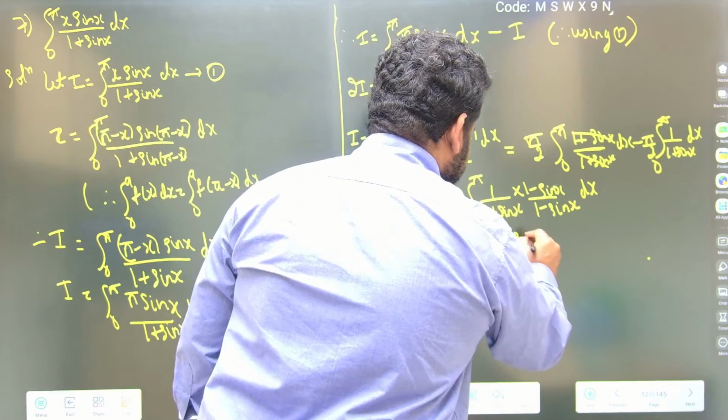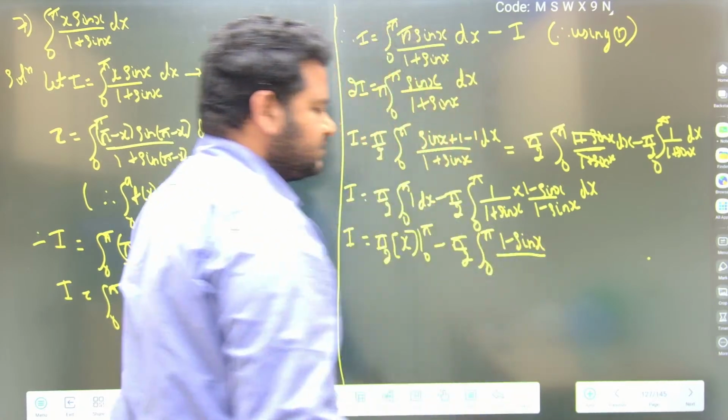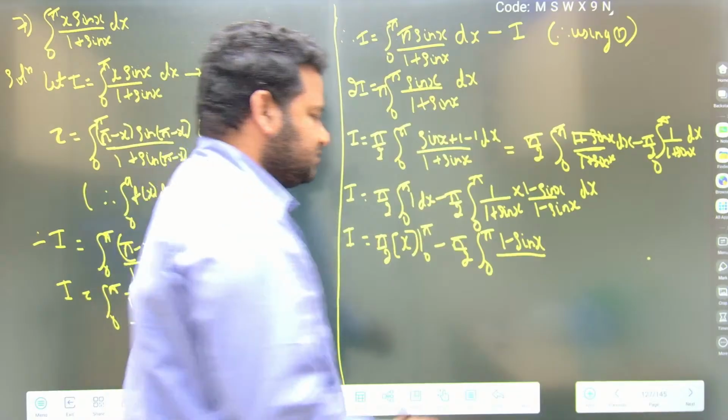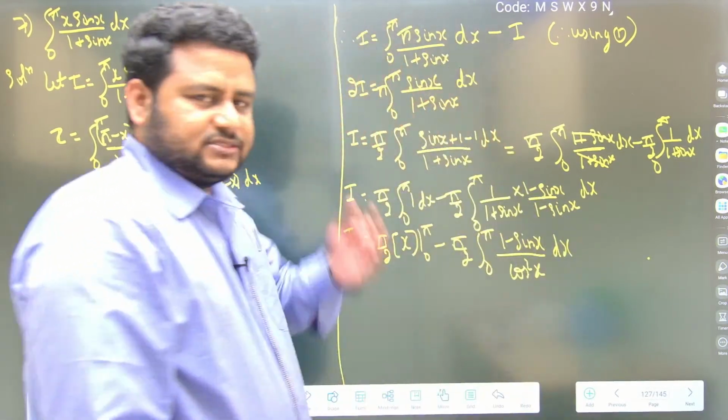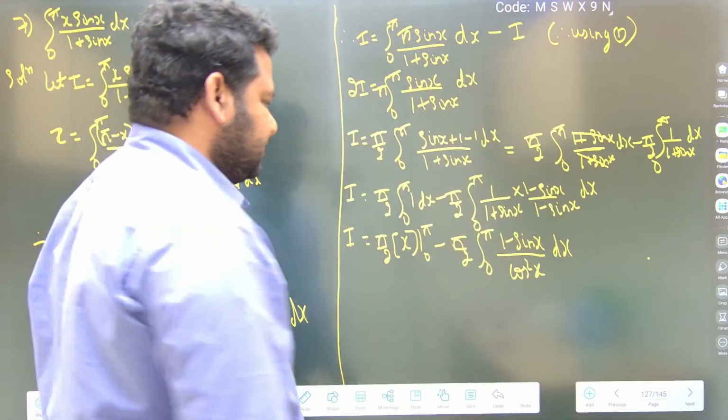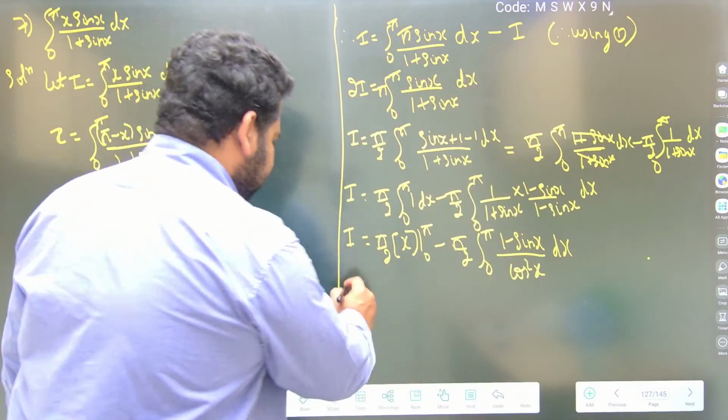1 minus sin x by 1 plus sin x by 1 minus sin x is 1 minus sin square x. 1 minus sin square x is cos square x dx. I'll have what? Cos square x dx. Now I have cos square x dx. Now if I separate and integrate, so this, if I apply the limit, this will become what?